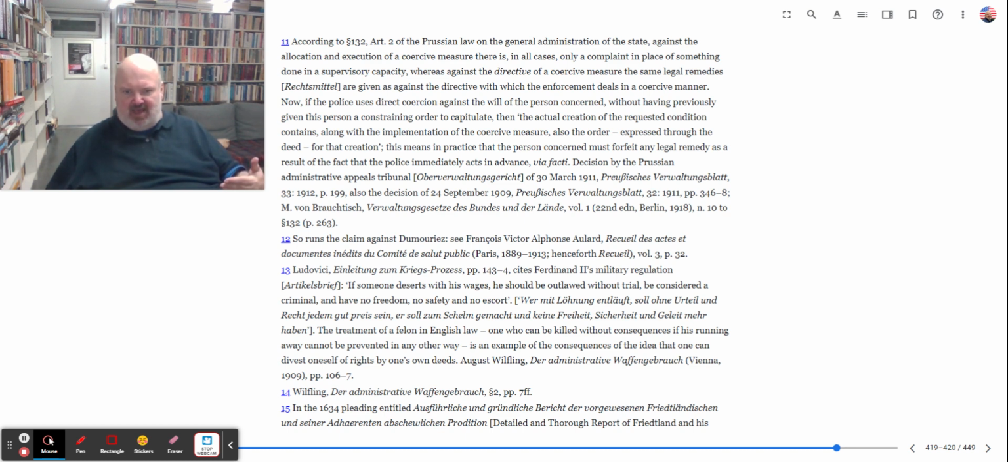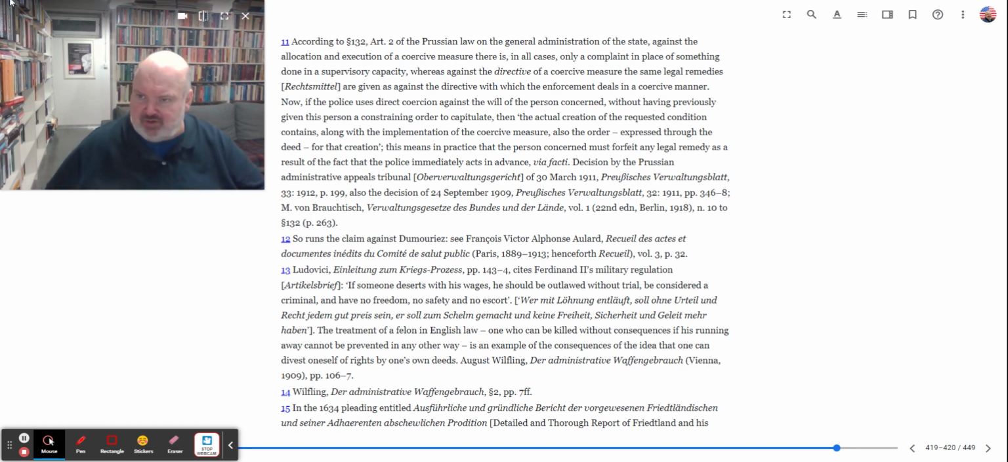then the actual creation of a requested condition contains, along with the implementation of the coercive measure, also the order expressed through the deed for that creation. This means in practice the person concerned must forfeit any legal remedy as a result of the fact that the police immediately act in advance via the fact. Decisions by the Prussian Administrative Tribunal of March 30th, 1911, and a decision of 24 September 1909 of the Prussian higher courts. So therefore, he points to the German law that shows that way.